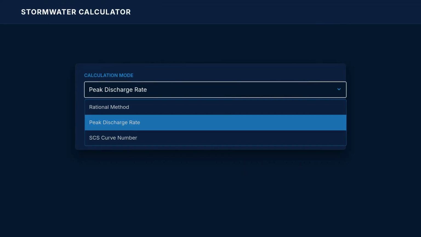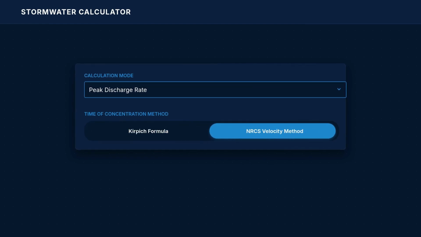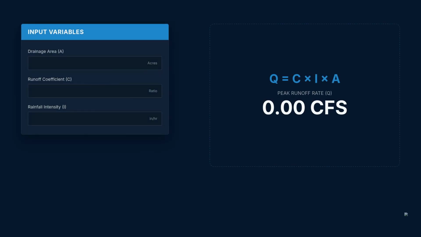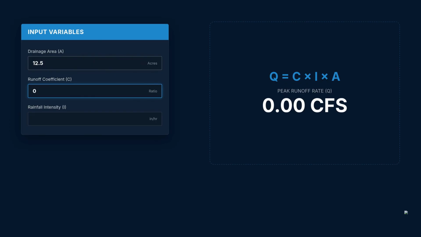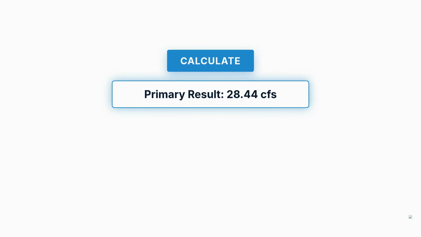For time of concentration calculations, you can choose between the Kirpich formula or NRCS velocity method. Let's work through an example. I'll enter a runoff coefficient of 0.65, rainfall intensity of 3.5 inches per hour, and a drainage area of 12.5 acres. After clicking Calculate, the primary result shows 28.44 cubic feet per second.